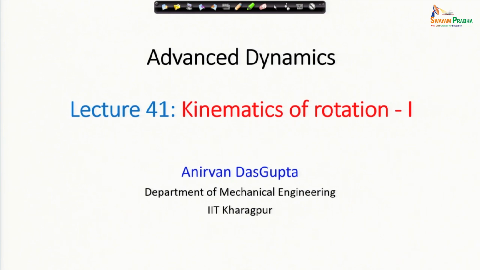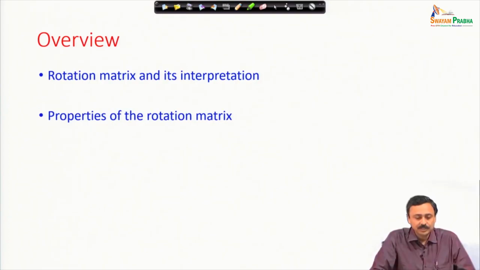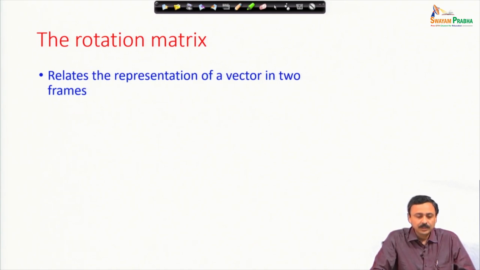In this lecture, I am going to start the topic of rotation, kinematics of rotation. In this discussion today, I am going to discuss the rotation matrix, its interpretation and properties. What is the rotation matrix? It is a matrix which relates the representation of a vector in two frames.